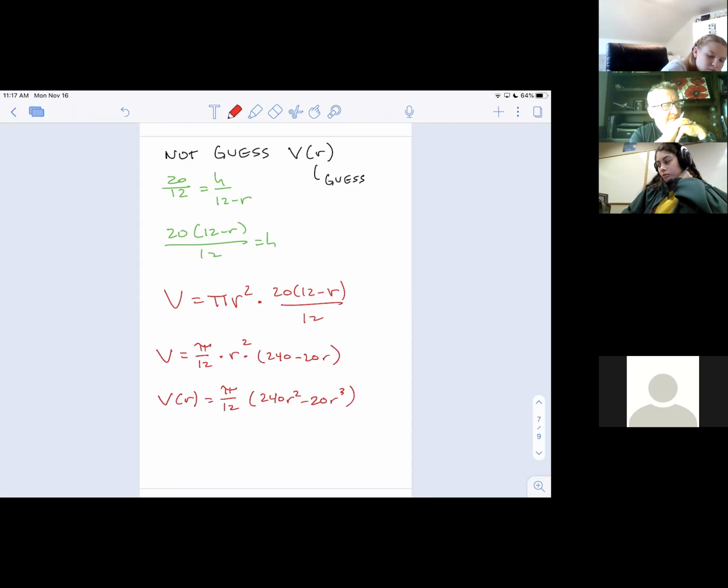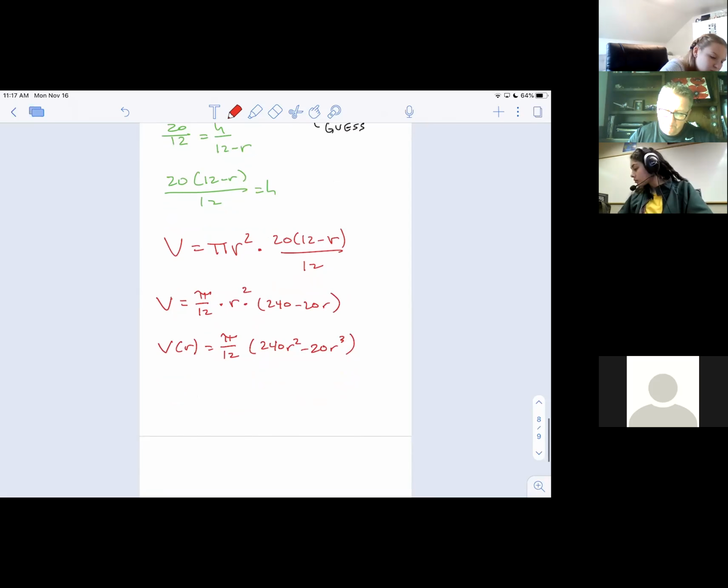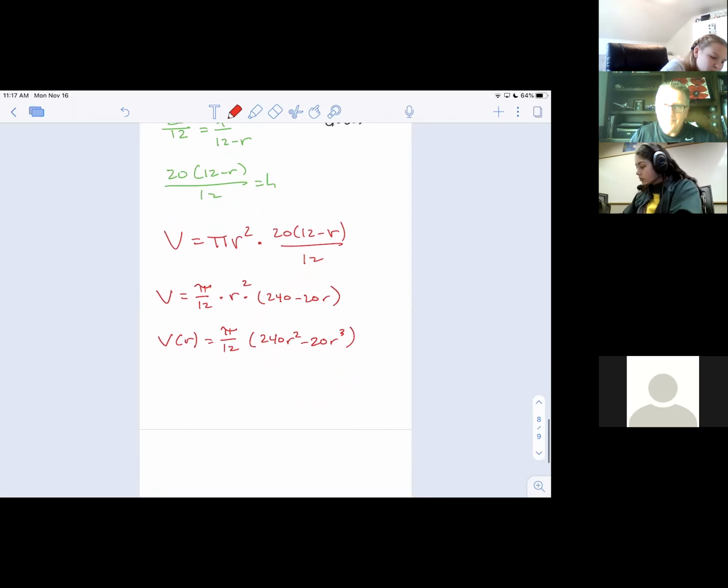And so for the first time, it's like, wow, that's weird. The volume as a function of the radius only is actually a cubic equation again. That's kind of surprising. So that equation looks like an easier derivative to take. You're more than welcome to distribute pi over 12 into that mess too. Perhaps you think that makes more sense. You might not be wrong about that.